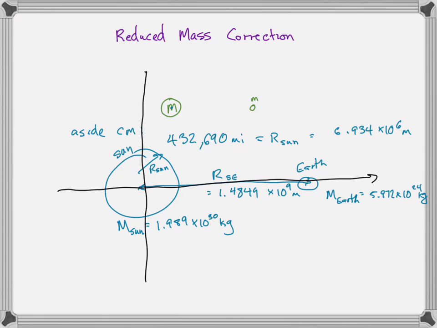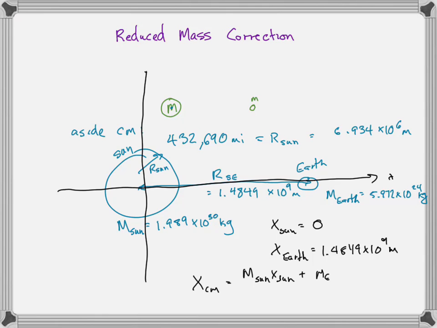So let's put my coordinate axes at the center of the sun and say that in this coordinate system, the position of the sun, x sun, is equal to 0, and the position of the earth, x earth, is equal to 1.4849 times 10 to the 9th meters. And that's all we need to know. The position of the center of mass is equal to the mass of the sun times the position of the sun plus the mass of the earth times the position of the earth, divided by the total mass of the system.